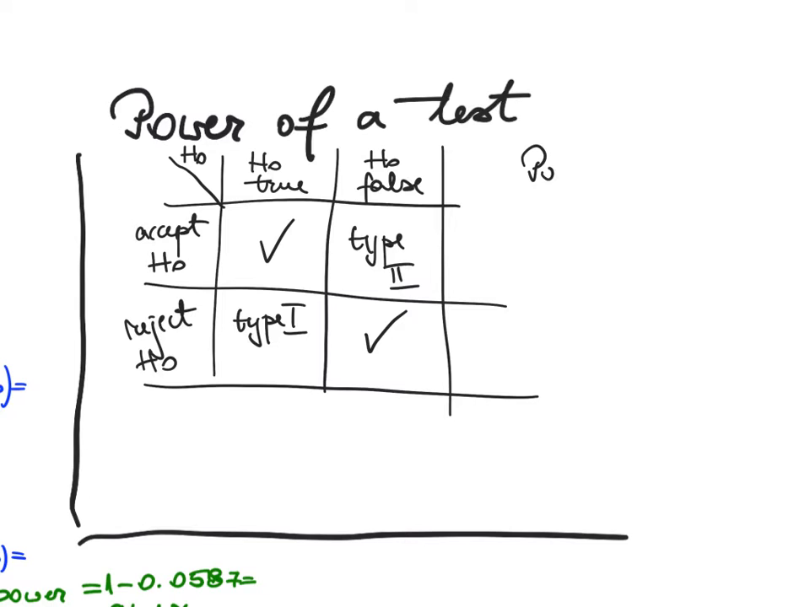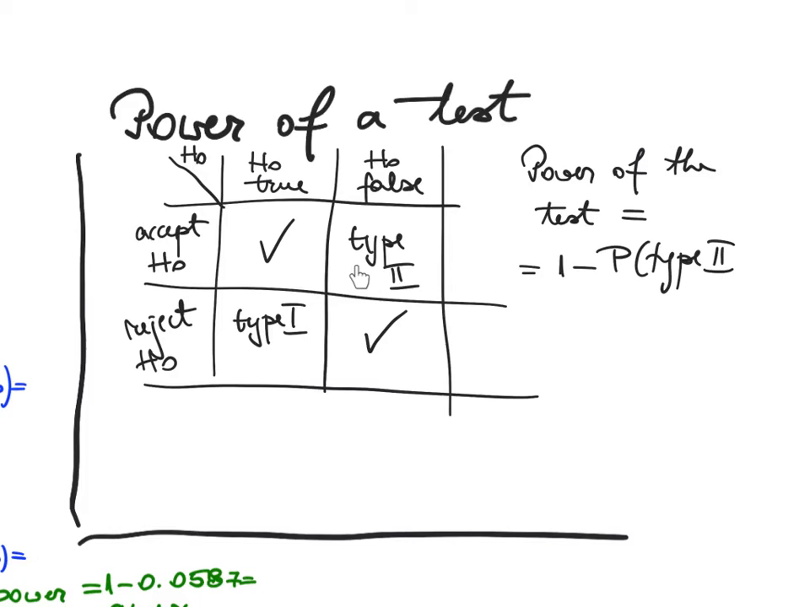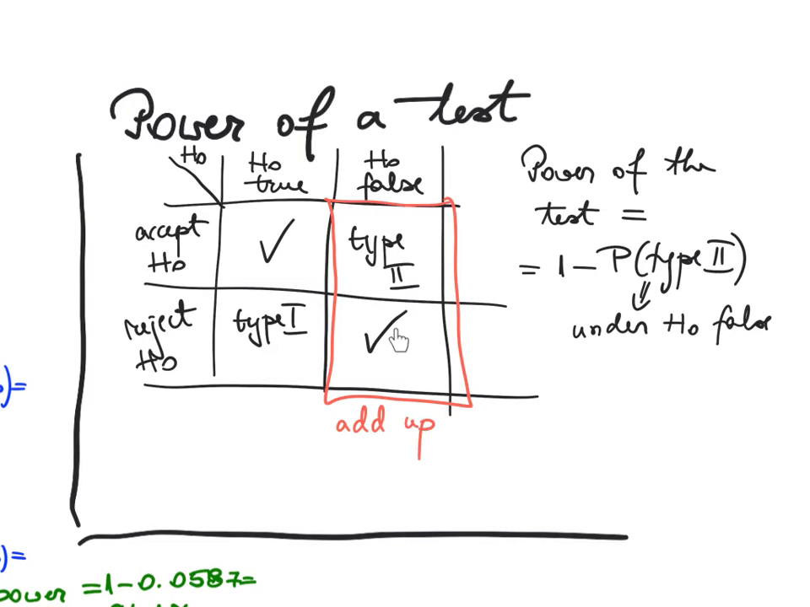Here I added what we already know about type 1 and type 2 error. Now remember, the power of a test is defined as 1 minus the probability of a type 2 error. And because I'm doing a type 2 error, I'm in the condition where H0 is false. So I'm here. Now these two probabilities add up to 1.